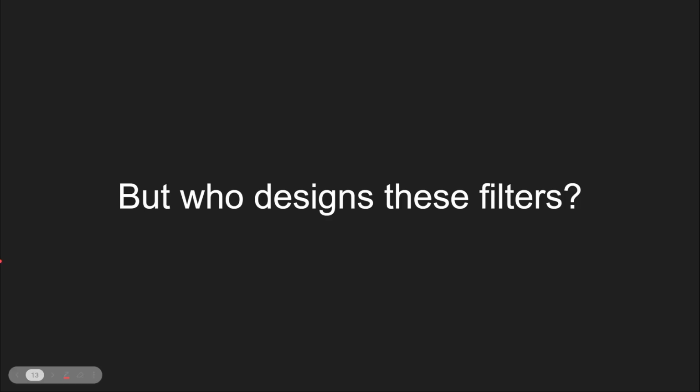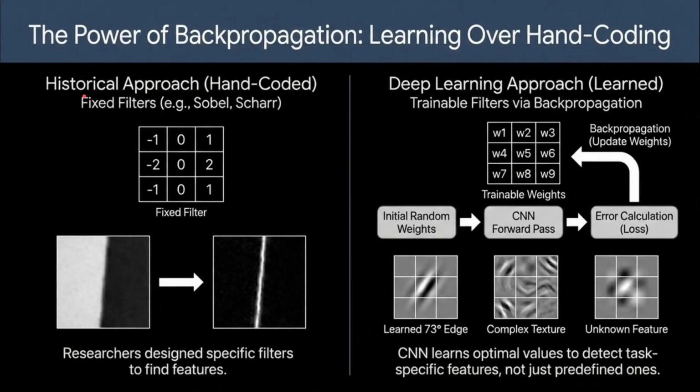But who designs these filters? How do you know this filter detects vertical edges? How do you know this filter detects horizontal edges? How do we know that our image requires this many filters or these kinds of patterns to be identified, so that our model will be able to recognize the pattern? In traditional computer vision, engineers manually designed filters like this, but deep learning changed this. In modern CNNs, the filters are learned automatically during training.